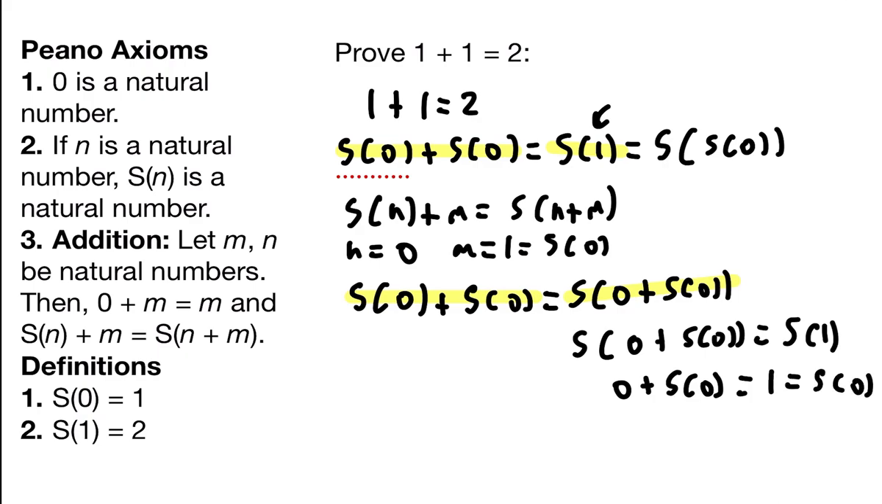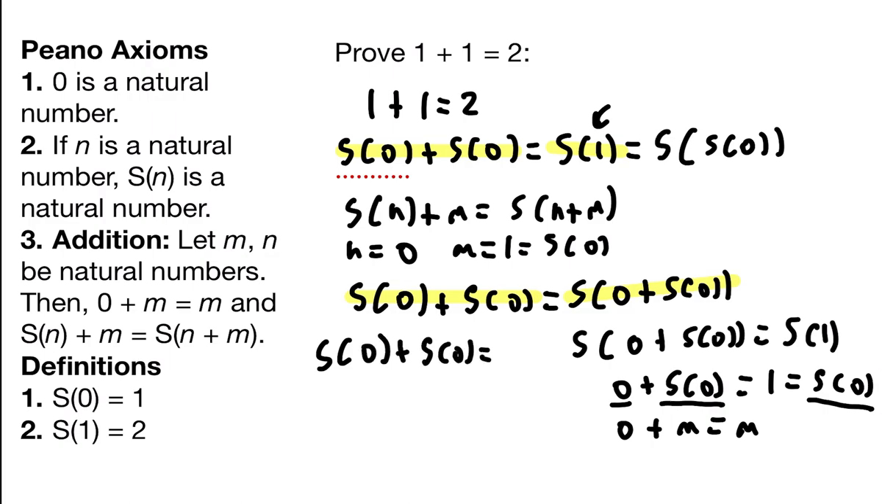We can go back to our definition of addition, which says that 0 plus m equals m. And here we have 0 plus something equals something else. So we have that 0 plus S of 0 equals S of 0. So we can rewrite this to say S of 0 plus S of 0 equals S of S of 0, which is also 1, which is our equation that we have up here. So just replacing with our definitions, we have that 1 plus 1 equals 2.